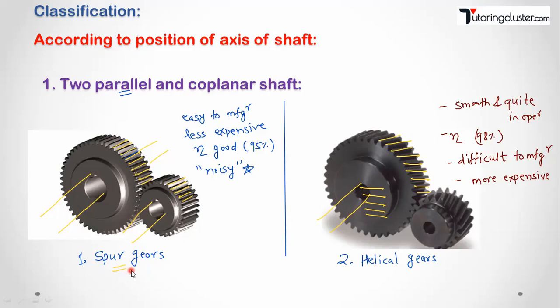Spur gears and helical gears both are used to connect parallel shafts only. But in case of spur gear, teeth are cut parallel to the axis of shaft, whereas in case of helical gears, teeth are cut at an angle to the axis of shaft.